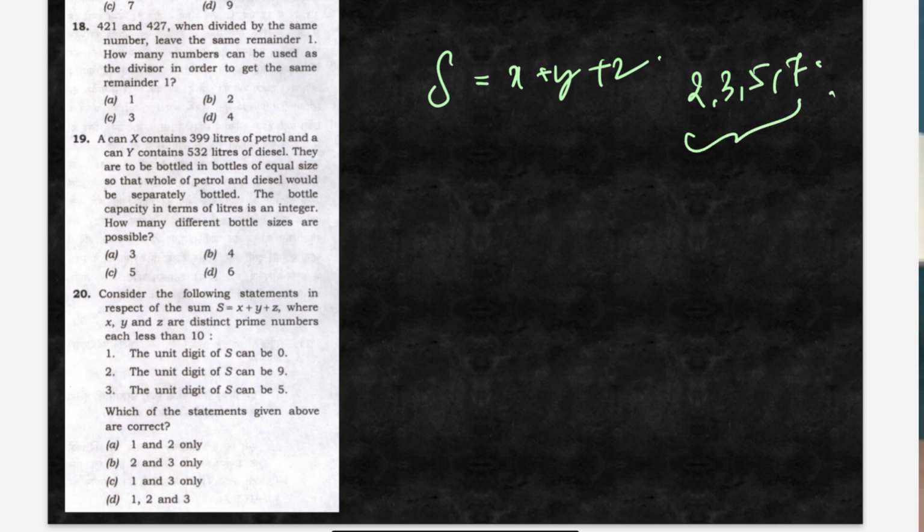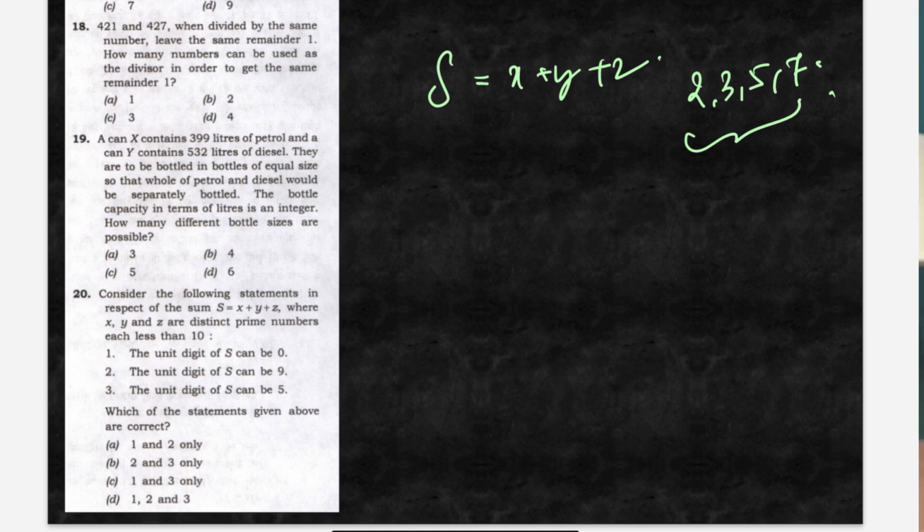But I look at question number 20. Consider the following statements in respect of a sum. Some random sum S is x plus y plus z, where x, y and z are distinct prime numbers and each less than 10, which makes my job easier. Because you only have 2, 3, 5, 7. These are the only prime numbers that are less than 10. Fine. Now look at the possibilities.